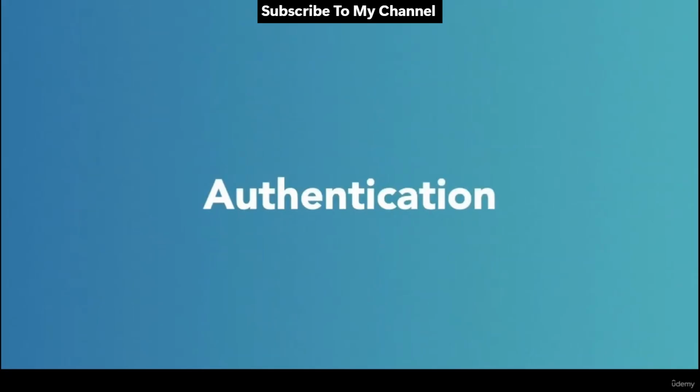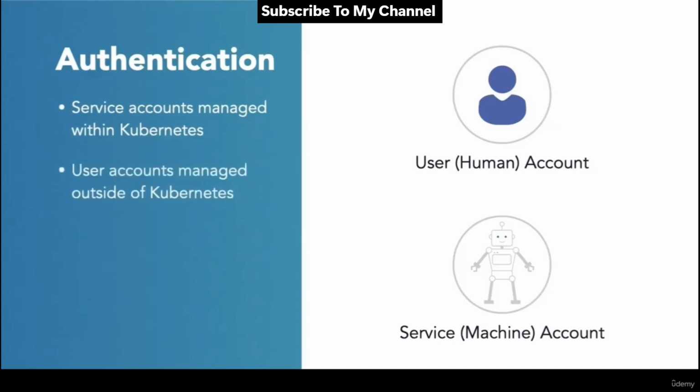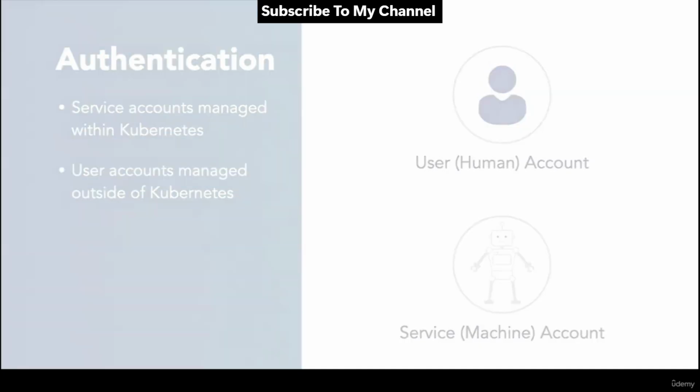Kubernetes supports 2 types of subjects: regular human users and machine accounts, also known as service accounts. Service accounts are managed within Kubernetes, while the user accounts are expected to be managed outside of Kubernetes. In fact, Kubernetes doesn't even have a native representation of a human user. In other words, you can't create accounts for people in Kubernetes. So how does Kubernetes authenticate then?